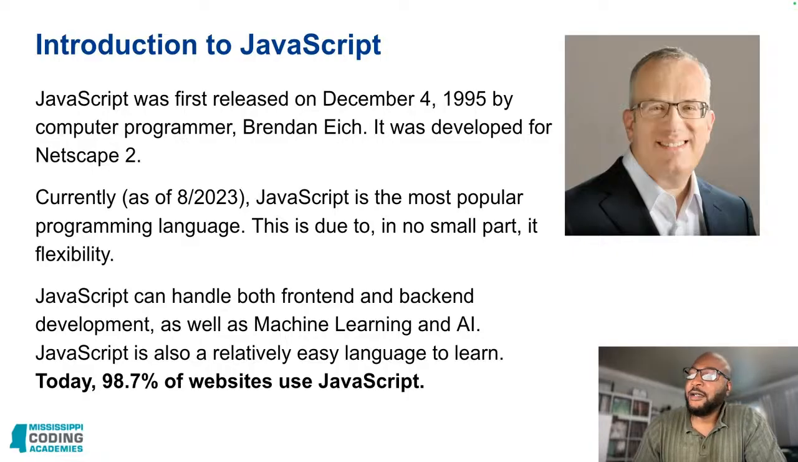You see here, as of August 2023, JavaScript is the most popular programming language. This is due, in no small part, to its flexibility. JavaScript can handle both front end and back end development, as well as machine learning and AI. And it's a relatively easy language to learn. As you can see here, when it comes to websites, 98.7% of websites use JavaScript to some capacity. Okay. So it is a very, very popular language.